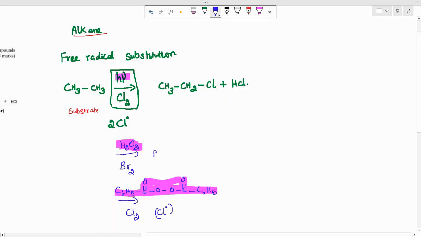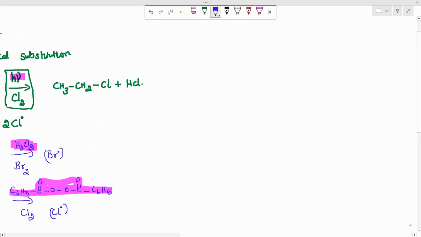And then here also Br dot will be produced. That Br dot will replace the hydrogen present in the alkane. So in alkane, we can have only the free radical substitution. And alkene, it's very easy. In alkene, there will be only addition reaction. C double bond C will be there. There will be only addition reaction. So addition reaction alone will be there in the case of alkene.